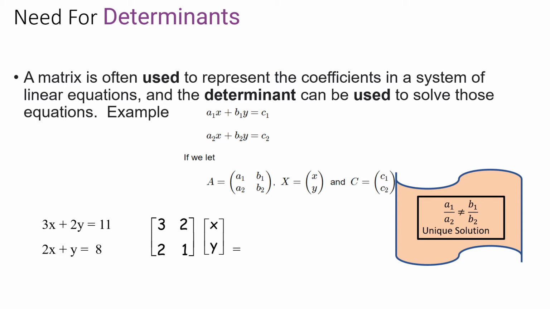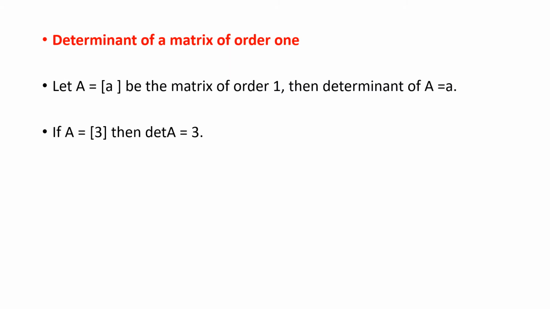Here is an example also. Suppose 3x plus 2y is equal to 11 and 2x plus y is equal to 8. It can be represented in matrix form as 3, 2, 2, 1, times x, y, equals 11, 8.